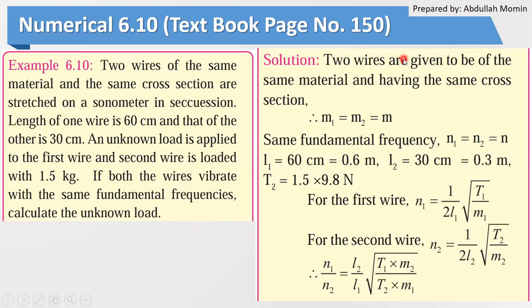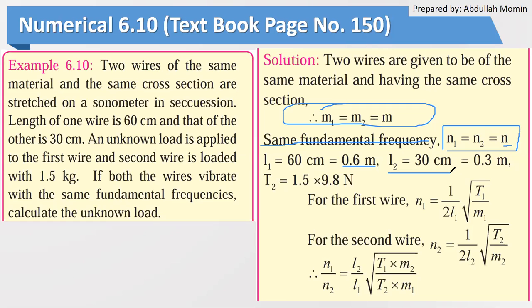So what is given here? Two wires are given to be of the same material and having the same cross-sectional area. That means their linear density is the same. Now their fundamental frequency is also the same, so N1 is equal to N2, which can be written as N. Now the length of the first wire is 60 centimeter, which is converted into meter, that is 0.6 meter. And the length of wire 2 is 30 centimeter, which can be written as 0.3 meter.